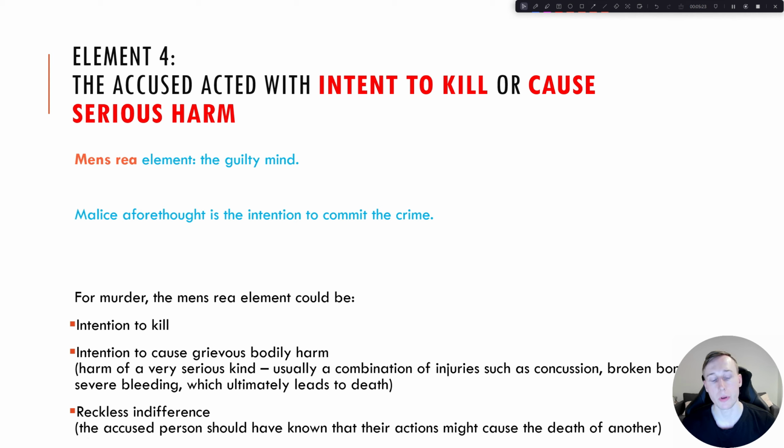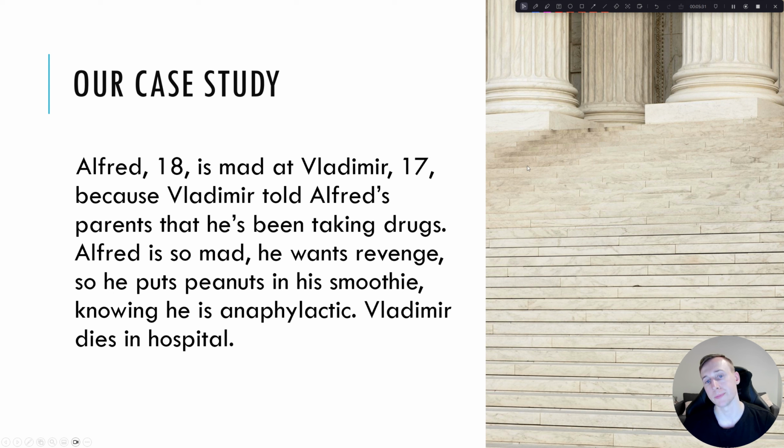And you need to come to a conclusion whether a person should be found guilty or not guilty of a crime. So if we look at this case study as an example, Alfred, who's 18, is mad at Vladimir, 17, because Vladimir told Alfred's parents that he's been taking drugs. Alfred is so mad, he wants revenge, so he puts peanuts in his smoothie, knowing he is anaphylactic, or knowing that peanuts will cause serious harm to him, and as a result, he dies in hospital. If we got given this as a scenario, we would need to break down this case study and prove that he either did commit the murder or didn't commit the murder.